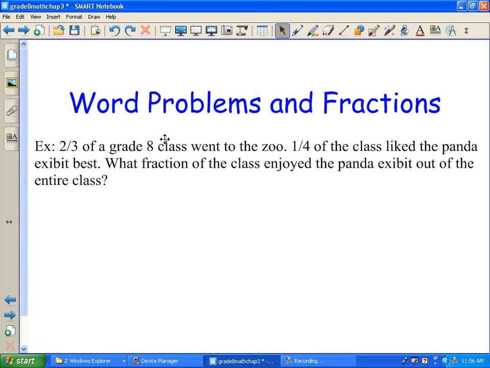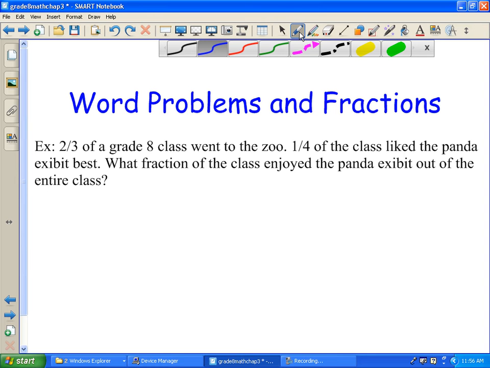Word problems and fractions. The hardest part of figuring out a word problem with a fraction is determining whether it's multiplication or division, or adding or subtracting. So let's look at this first one. 2/3 of a grade 8 class went to the zoo. 1/4 of the class liked the panda exhibit best. What fraction of the class enjoyed the panda exhibit out of the entire class?